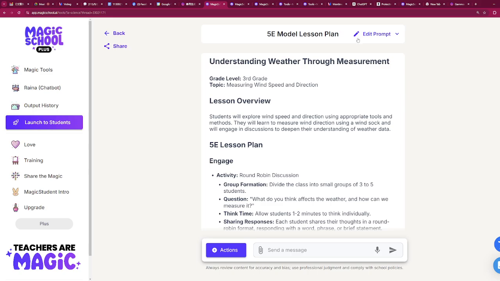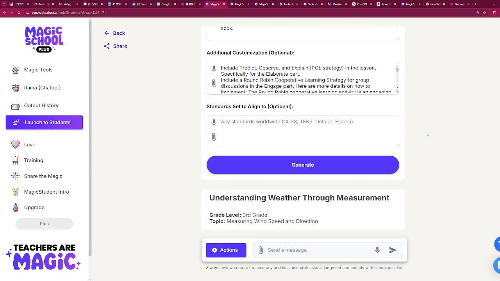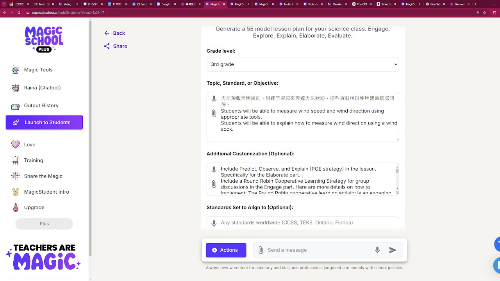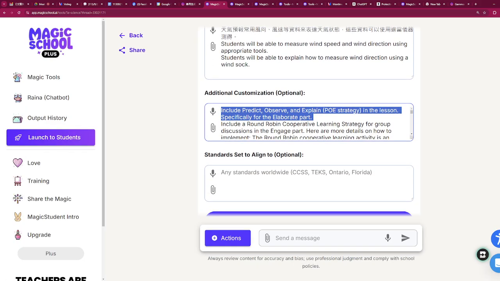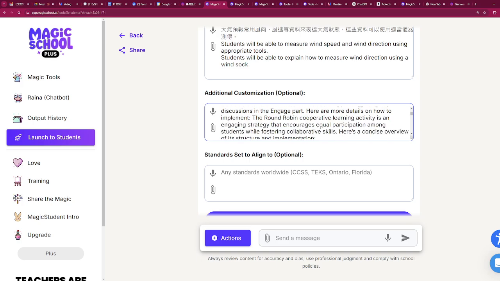Okay, so notice here that I have specifically added include predict, observe, and explain POE strategy in the lesson specifically for the elaborate part. So if you add this in your prompt, then the lesson would specifically focus on predict, observe, explain strategy. Also, I'm a cooperative learning person, so I like to use round robin cooperative learning strategy for group discussions. And I just specifically added to include this in the engage part.